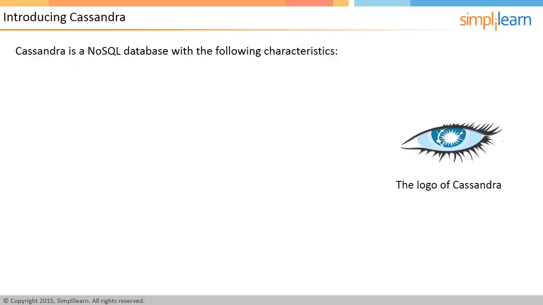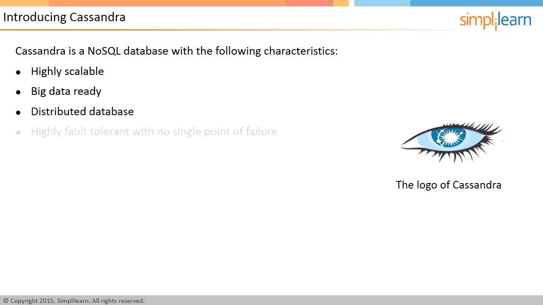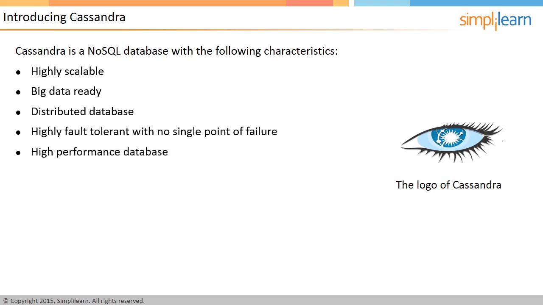Cassandra is a NoSQL database that is highly scalable and big data ready. You learned in Lesson 1 that a NoSQL database is one that can work with denormalized data. Cassandra is a distributed database that is highly fault-tolerant with no single point of failure. Further, it is a high-performance database.